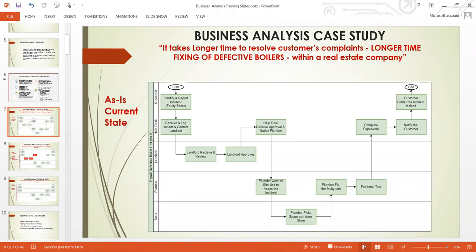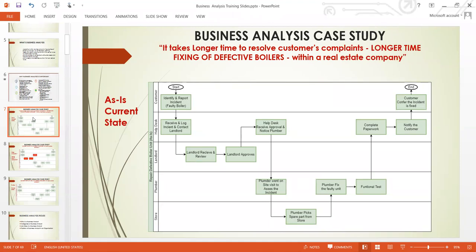So what are you going to do as a business analyst? These are the issues. These are what you're going to face. If you get a job as a business analyst, these are the things you are going to expect. These are the kind of real-life problems you are going to be solving. So how do we start?